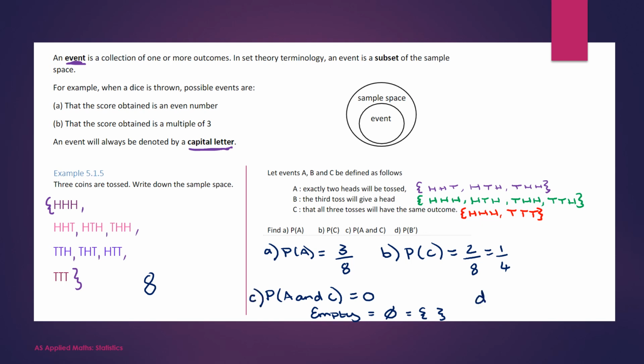And then D, probability of B dash. That means not B, so the probability that B doesn't happen. Now the easiest way to work this out is to do 1 take away the probability that B does happen, because I've got B there. I know that that is 1, 2, 3, 4 out of 8. So the answer to that is going to be a half.